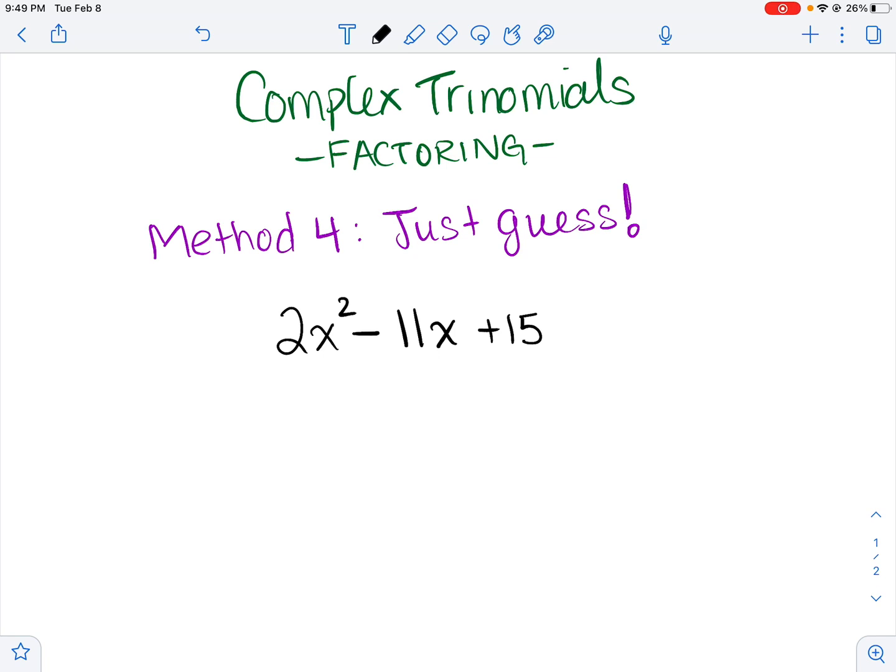So this method is just literally guessing, an educated guess. First of all, I know it's going to factor into 2 brackets. The other thing I know is because my first term is 2x squared, I think, most likely, the first terms in the brackets are going to be a 2x and an x, right? Because when I multiply those, you get 2x squared. So that's what I'm going with. I'm going to guess that.